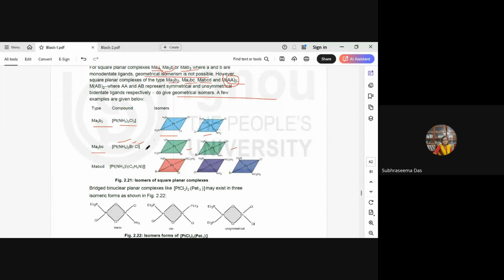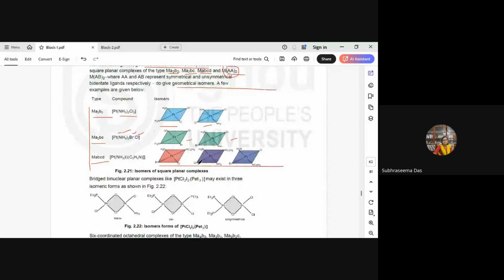Now we will consider a square planar complex which contains four different ligands, that is, M is the central metal atom and it contains four different ligands, A, B, C, D. So even in this case, three different types of arrangements are possible, and thus geometrical isomerism is possible in such types of complexes.